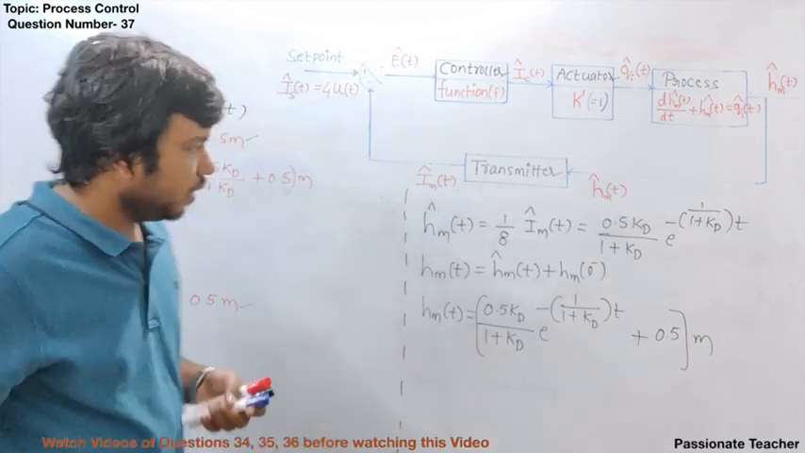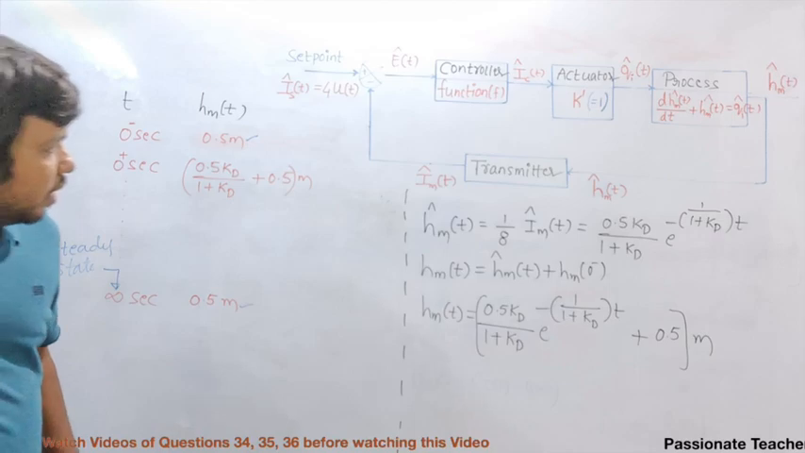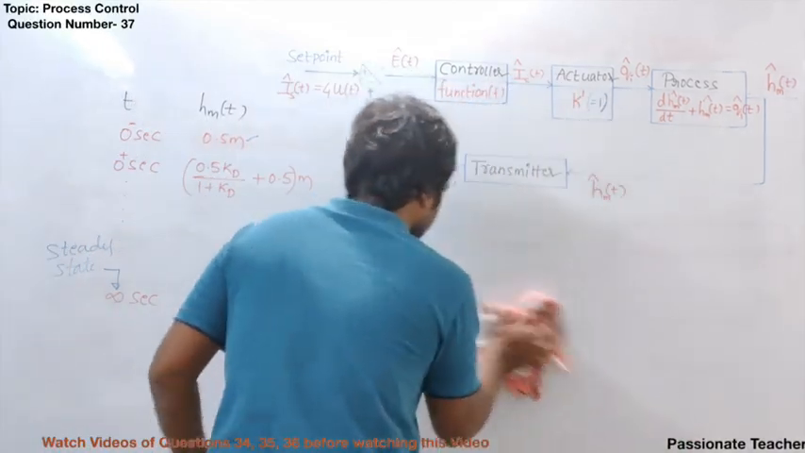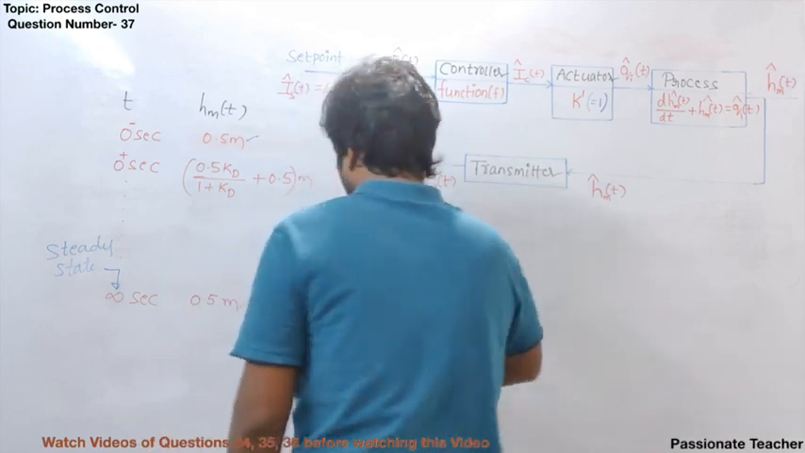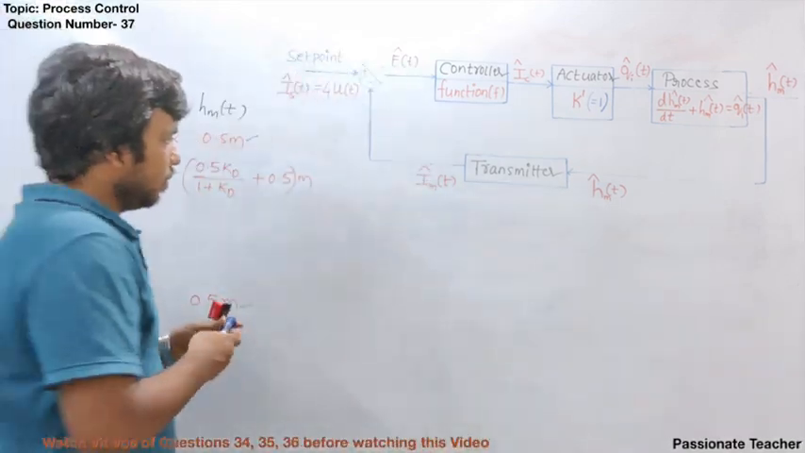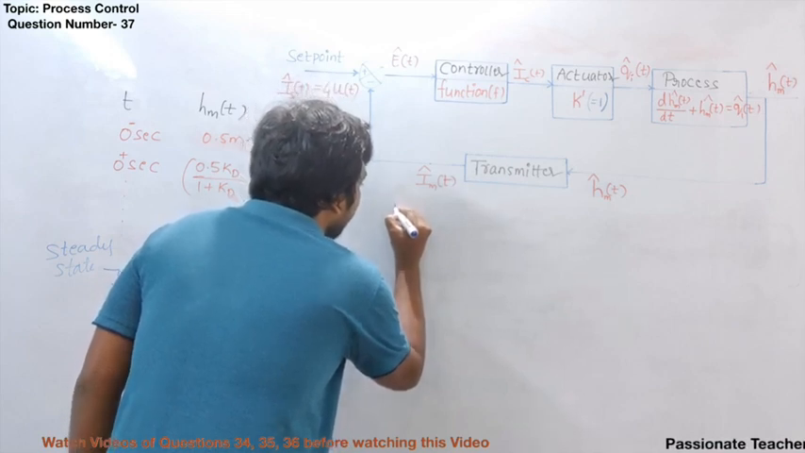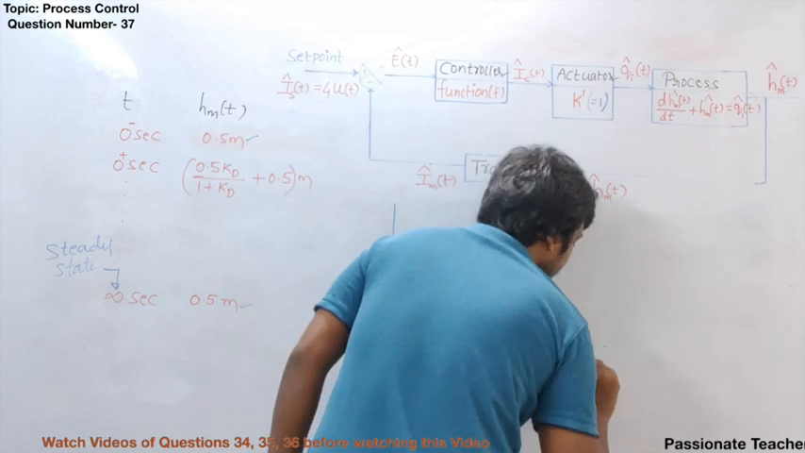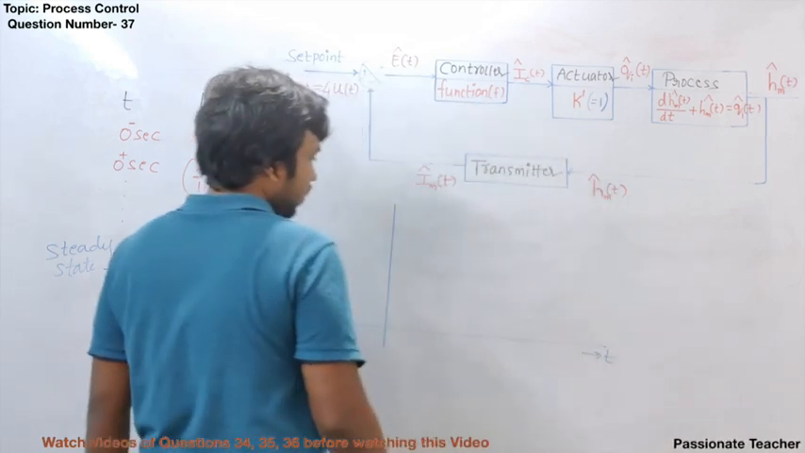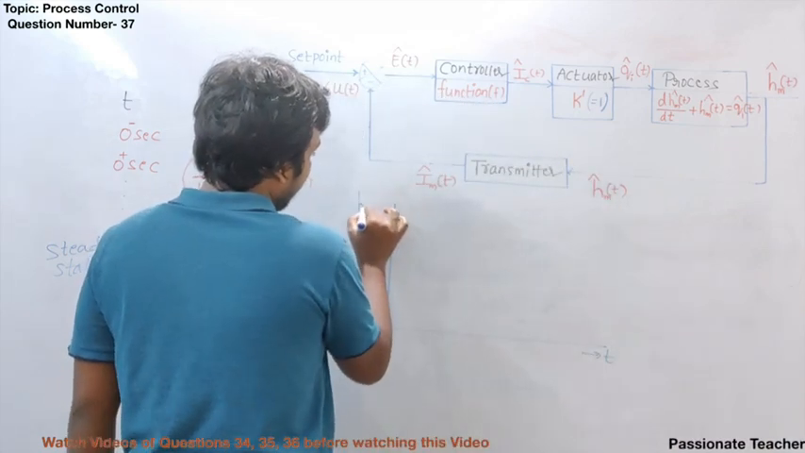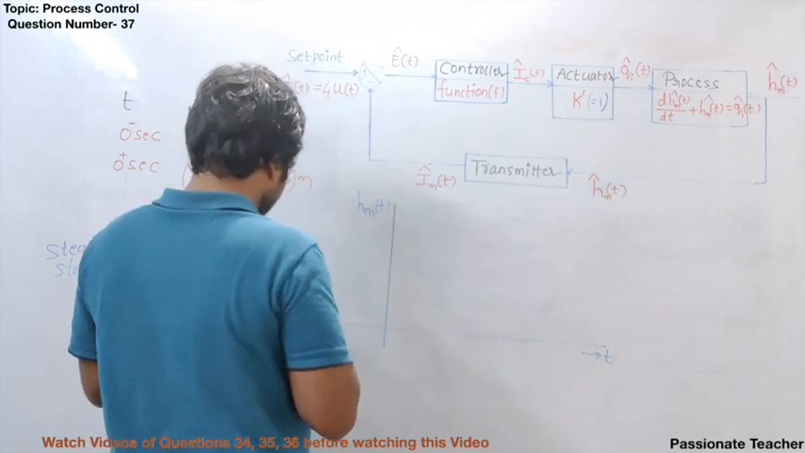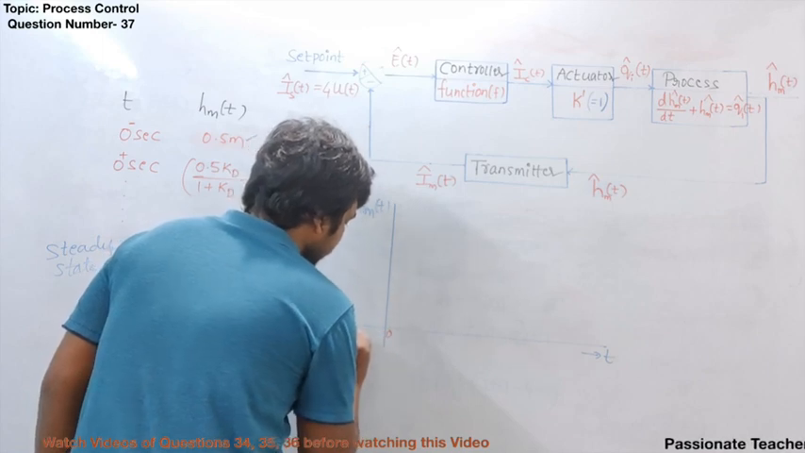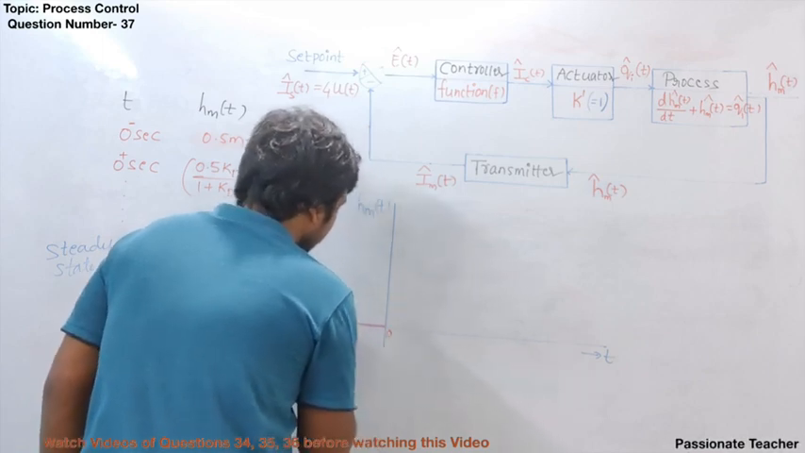Now, the graph will be really very interesting. Give me 1 minute. If you look at the graph, it looks like this, with respect to time. And here we have Hm of t, and initially, that is before t is equal to 0, the water level is 0.5 meter here.